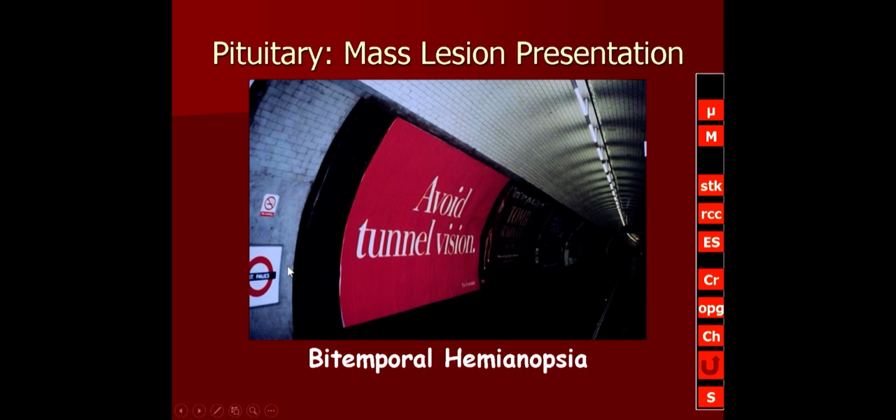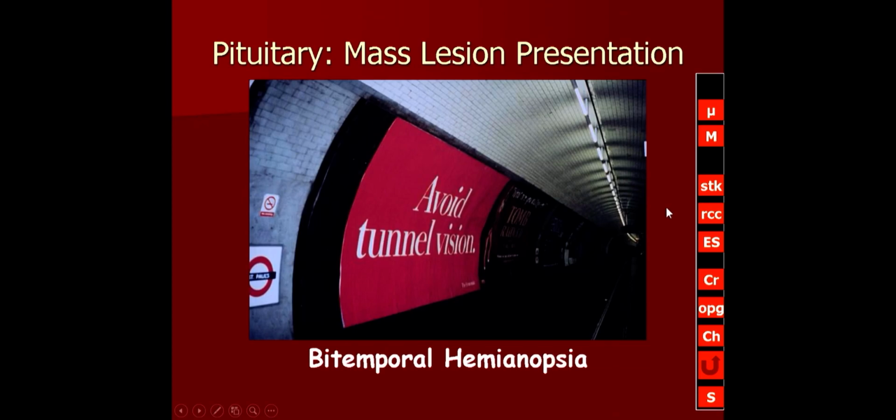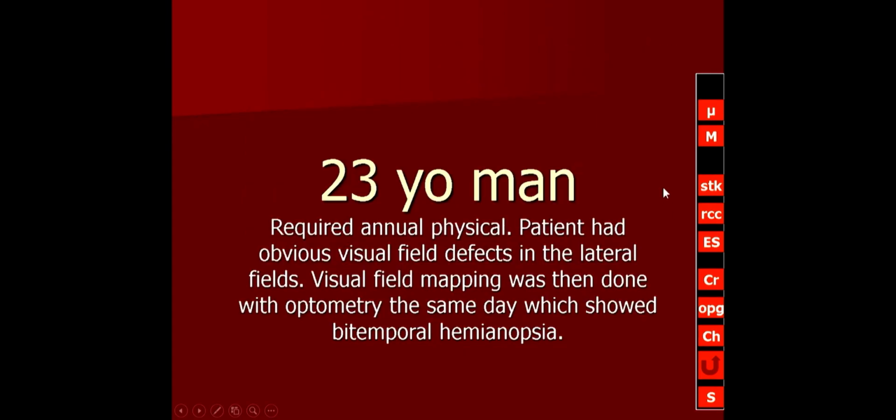And this is from the London subway system, and this was at the time when the Tomb Raider game had just come out, and they had these big billboards there, but it says avoid tunnel vision. Because does the patient come in and say, I have bitemporal hemianopsia? No, the patient comes in and says, I can't see anything off to the side. I'm driving down the highway and cars are coming out of nowhere. I keep bumping into the door jamb when I walk through a door. That's what the patient says. If they come in and say, I have bitemporal hemianopsia, it's because they're a physician or a nurse or somehow else involved in healthcare.